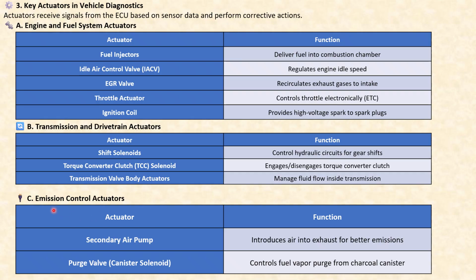Now, talking about emission control actuators and their respective functions. Secondary air pump, it introduces air into exhaust for better emissions. Purge valve, controls fuel vapor purge from charcoal canister. Now this is an extremely important valve which is usually fixed in very close proximity with the fuel tank.